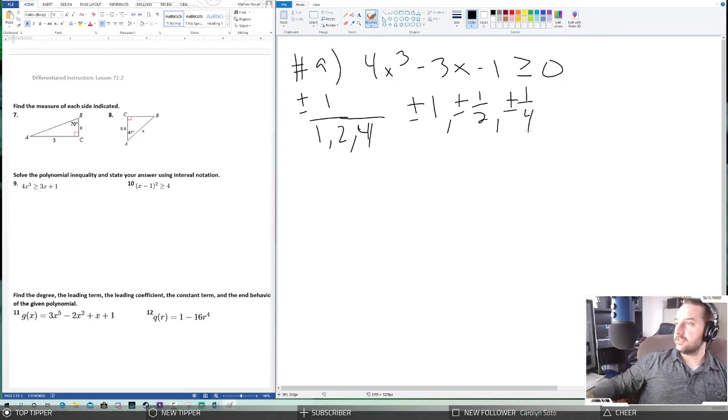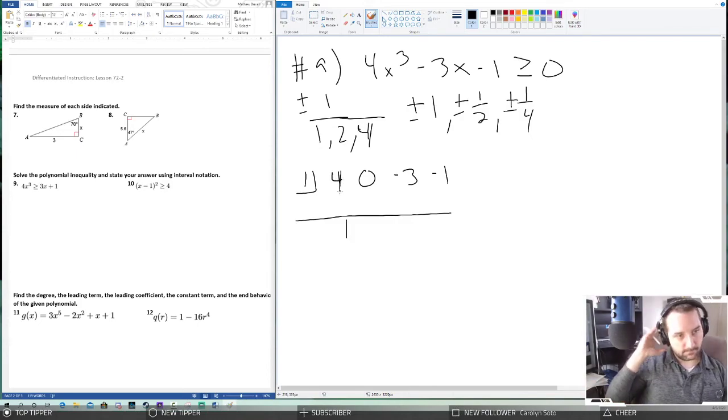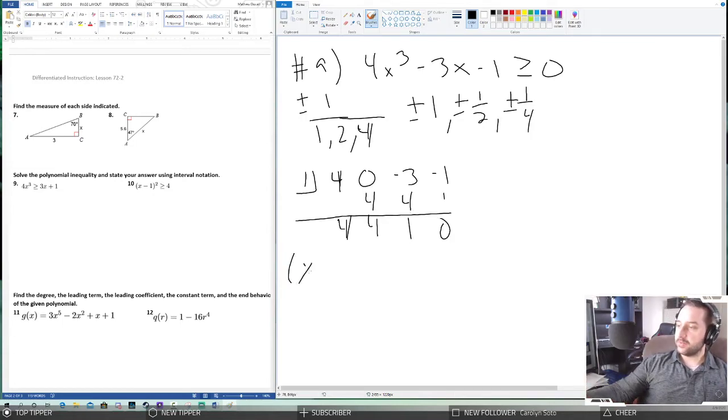So plugging those values in, let's try positive 1. So 4, there's no x squared. Bring it down, multiply, add, multiply, add, multiply, add. So positive 1 worked. So that gives me x minus 1. And then I have 4x squared plus 4x plus 1 with a remainder of 0.